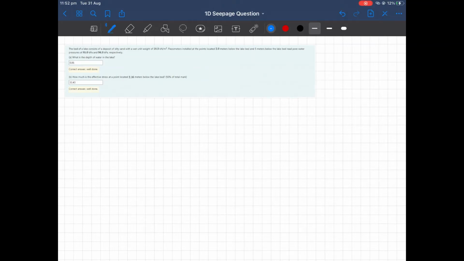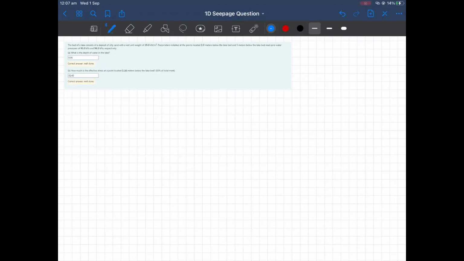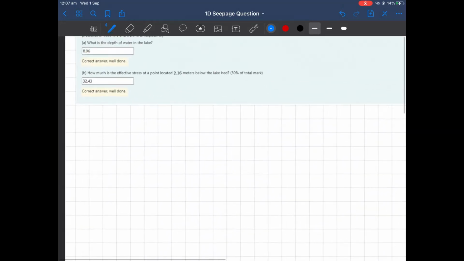Hi guys, so today we're going to be going through a soil mechanics question on one-dimensional seepage, and as we know, one-dimensional seepage calculations help us better understand the flow of water through soil. So let's start off by writing out and drawing a diagram of the information we're given.